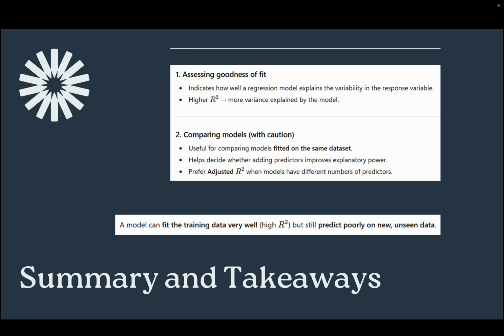So the key takeaway is that R squared indicates how well a regression model explains the variability in the response variable, and higher the R squared, more the variance explained by the model. And also we can use this R squared for comparing models with different sets of predictor variables which are fitted on the same data set. But this should also be used with caution.